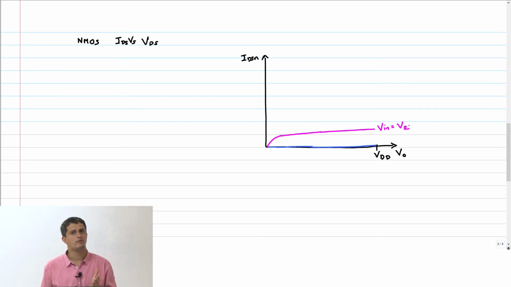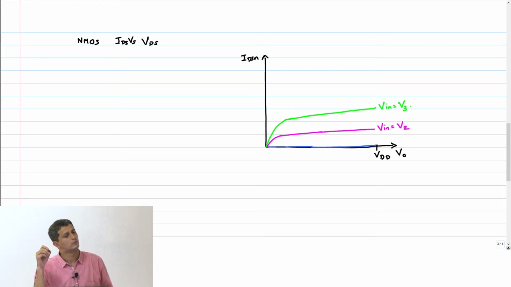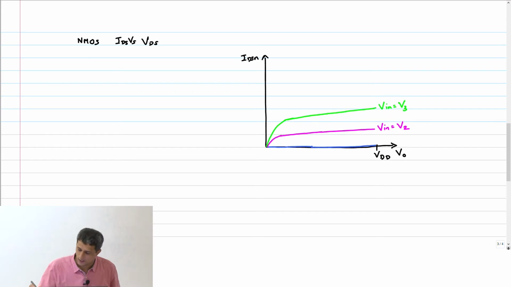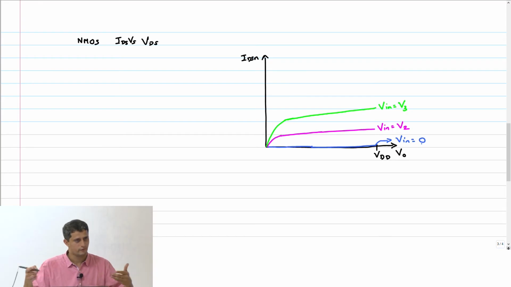Now I am going to take V in equal to V3, which is obviously higher. So therefore this again will go somewhere here and it will look like this. For simplicity, let me assume that this is just V in equal to 0 volt. Actually it is from 0 to VTN, it is just the same thing.